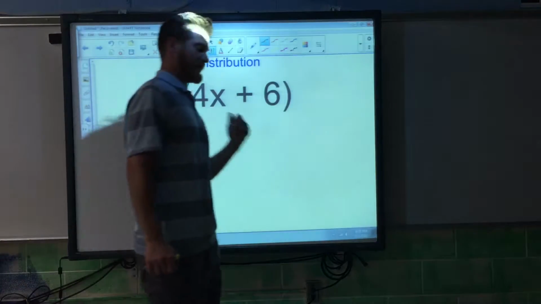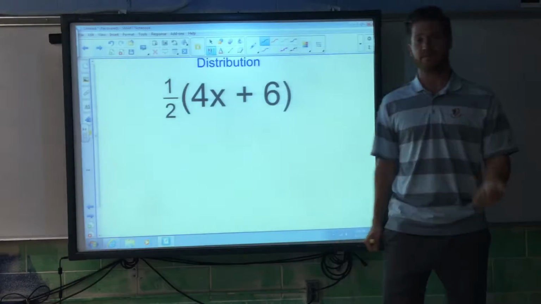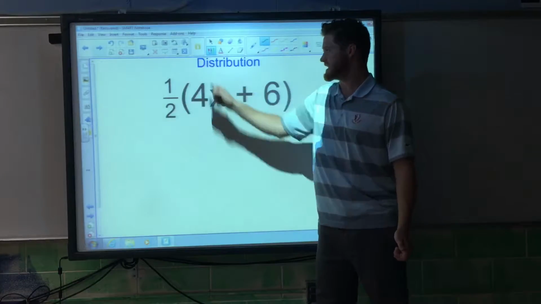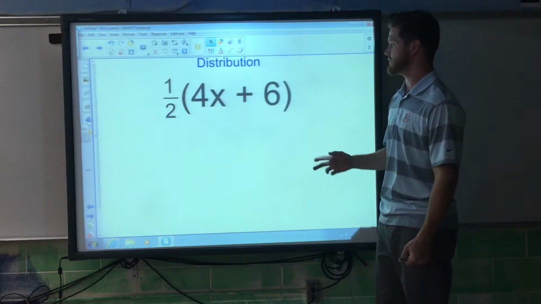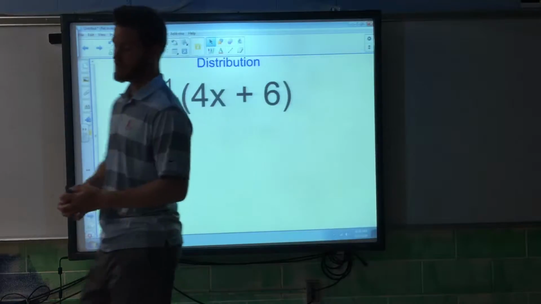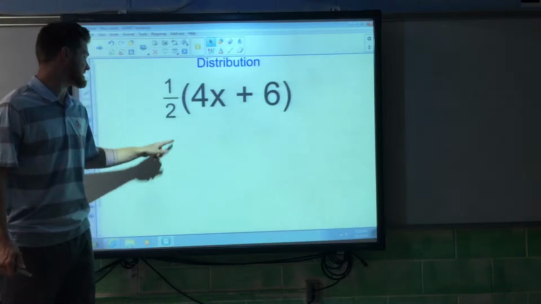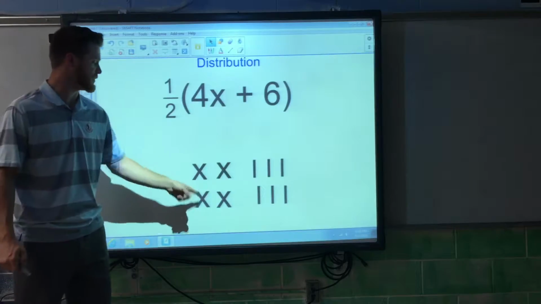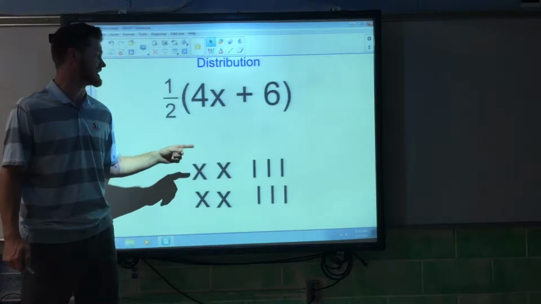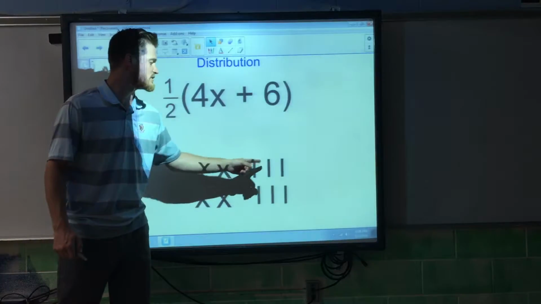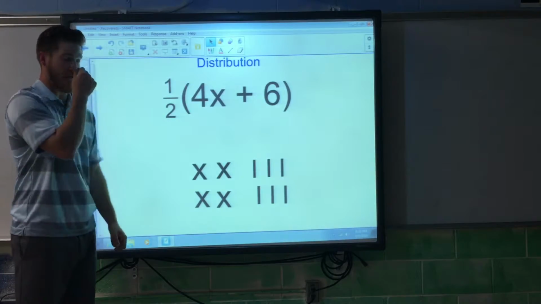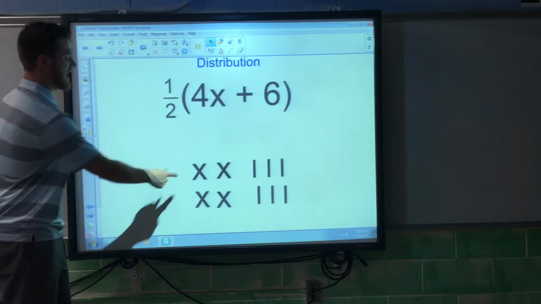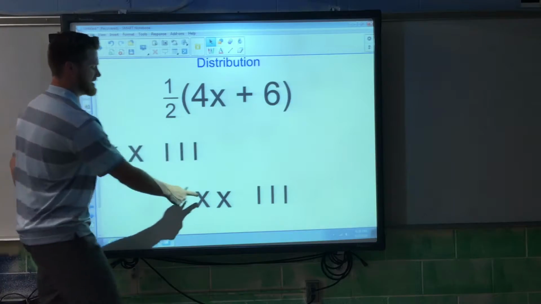Now, with fractions, it's the exact same thing. When there's a number outside the parentheses, we're going to multiply. But with fractions, you can think of it in a different way. Again, you can break up the 4x plus 6 by doing this. Right here, I have 4 x's. 1, 2, 3, 4. That's 4 x's, and 1, 2, 3, 4, 5, 6. That represents my 6. Now, this fraction is 1/2. So if you split this in half, it would look like this.